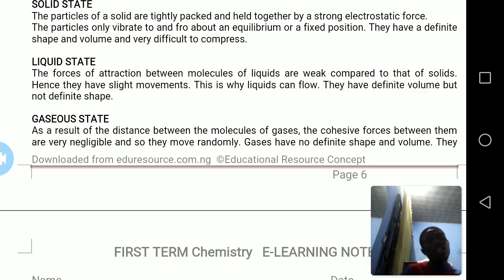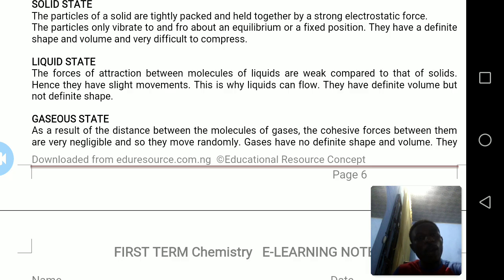So you can only figure out and say this is 3 liters of water. By measuring it, you can tell the volume of the water, but you cannot tell the shape of the water. Do you understand what I'm saying here? So the liquid state of matter is shapeless, while the solid state has a definite shape. Next one is the gaseous state.